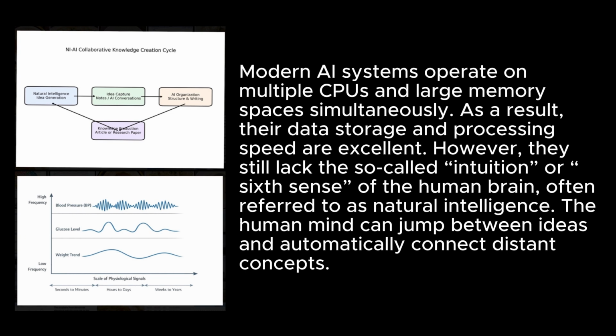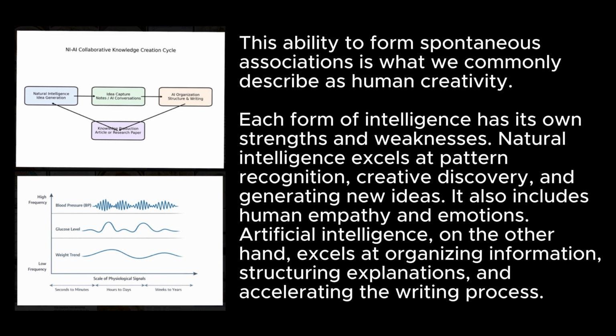Modern AI systems operate on multiple CPUs and large memory spaces simultaneously. As a result, their data storage and processing speed are excellent. However, they still lack the so-called intuition or sixth sense of the human brain. Often referred to as natural intelligence, the human mind can jump between ideas and automatically connect distant concepts. This ability to form spontaneous associations is what we commonly describe as human creativity.